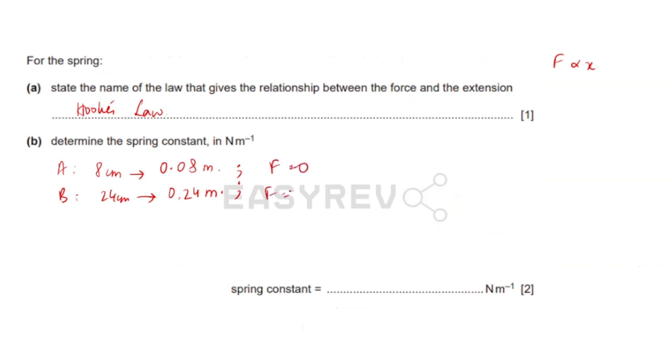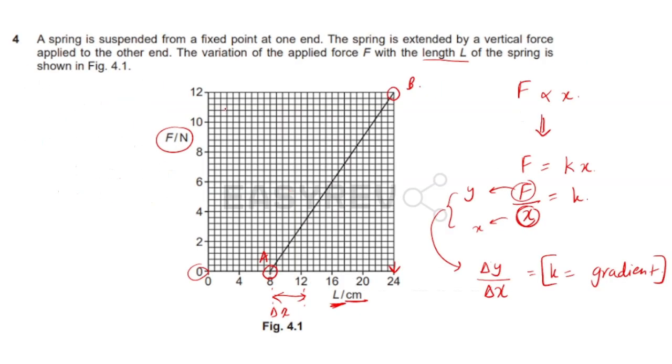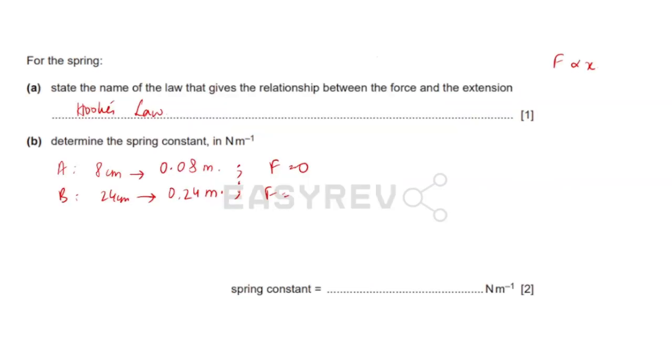And for point B, the force exerted is a total of 12 newtons, right? So we know that the spring constant in our case is the gradient, which would be a change along the y-axis, which is 12 minus 0, divided by a change along the x-axis, which would be 0.24 minus 0.08. So now it's just a matter of plugging everything into your calculator and let's see what we get.